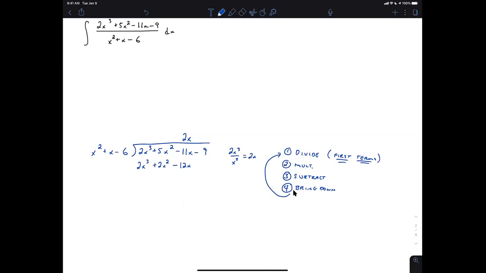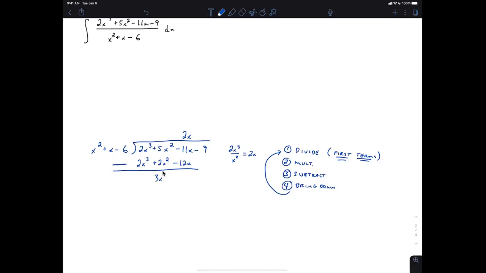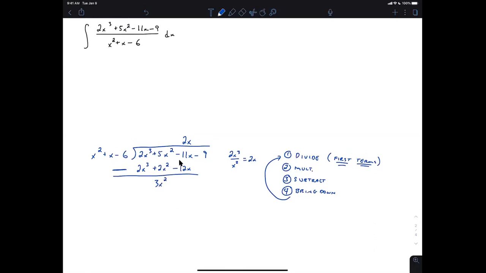Now you subtract. Somehow indicate that you're subtracting everything. I usually just make a big minus sign, meaning I'm subtracting not just the first terms, but also these. So 2x cubed minus 2x cubed is 0. Then 5x squared minus 2x squared is 3x squared. Here it's easy to mess up: negative 11x minus negative 12x is minus negative, so plus positive 12. So we get plus 1x there. That's the subtraction step.